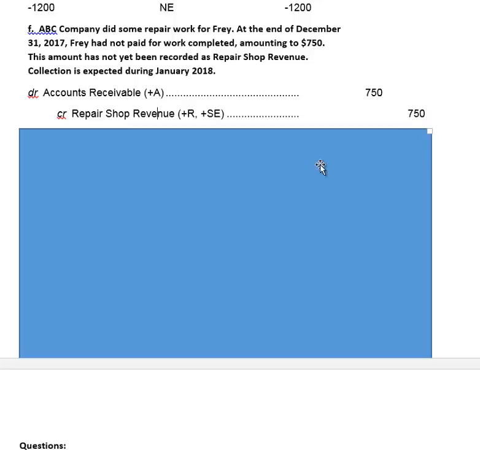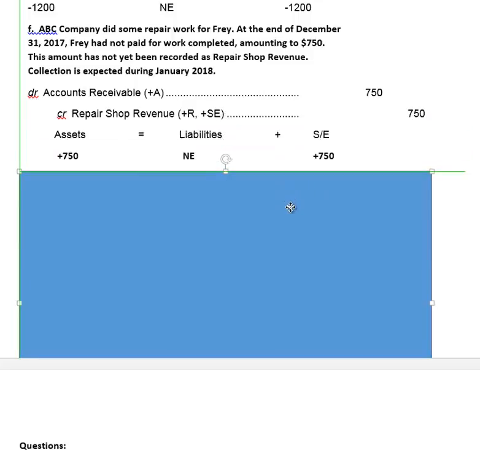$750. So again, if we look at the accounting equation, what do we see? We see that our assets have gone up by $750 because the receivable's gone up. None of these are liability accounts, so they're not affected. But shareholders' equity's gone up because your revenue's gone up.